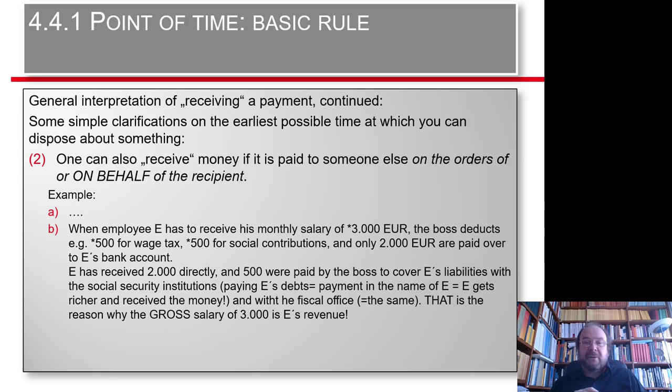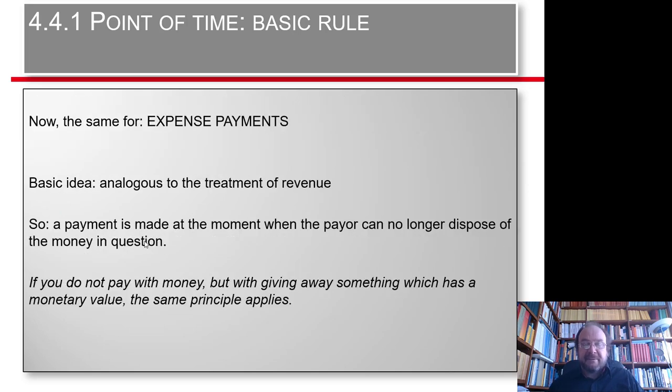And your boss also pays on your behalf, so in your name, contribution to the social security institutions of 500. So you received that money because your liabilities with the social security institutions were paid off by your boss in your name. So the total amount of money which you received was 3,000, the gross income. That's the reason why this is always the basis for tax assessment.